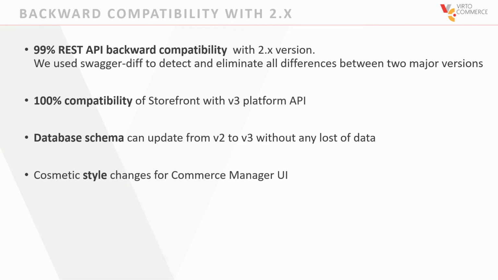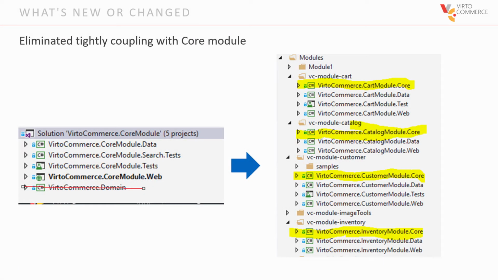Thanks to preserving API backward compatibility, the storefront version works well with both platform versions without any changes. Therefore, there is no need to change storefront code during the update. One of the essential architectural changes is that we got rid of the tightly coupled dependency to the core module.